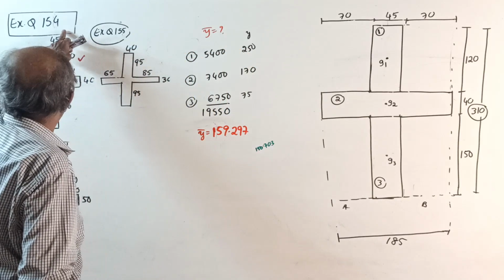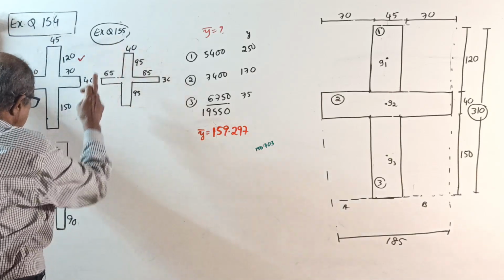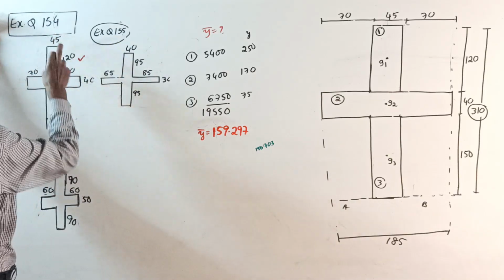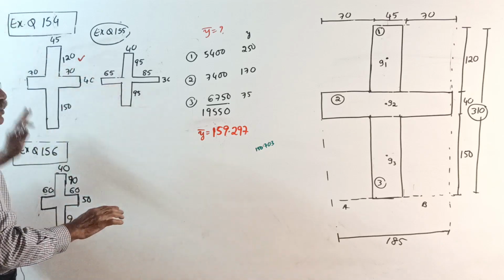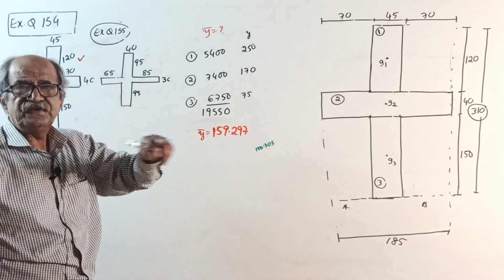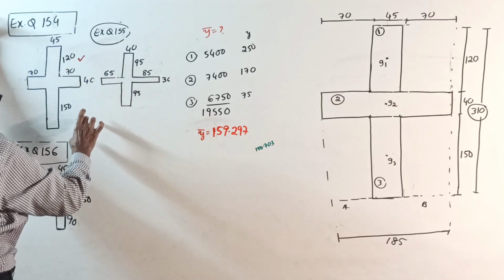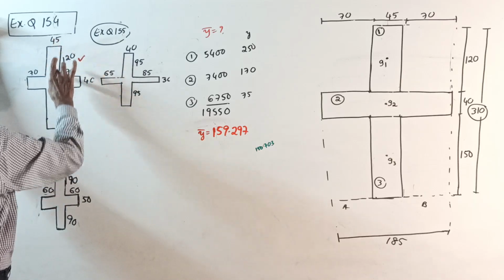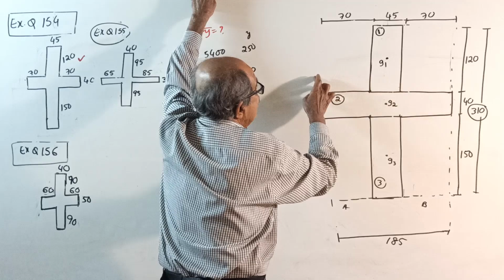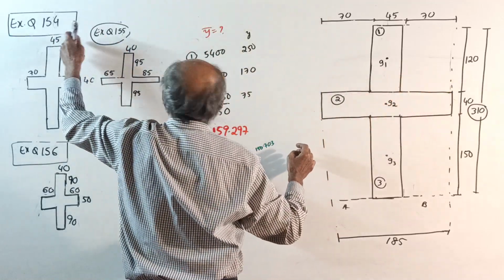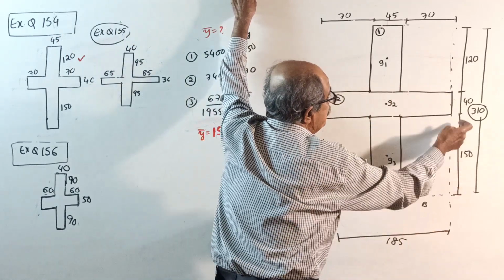I told in the last class I will solve two more questions, 154, 155, then 156 today. See, 153 was different, fully not symmetrical. X bar, Y bar, both you have to locate. But this time, see here, 120, 150. So not the same, but 70, 70. This is 70, that is 70, this thickness is 45. So when I divide like this, it will become 185, 150 and 120.